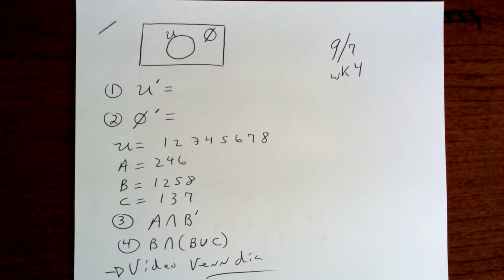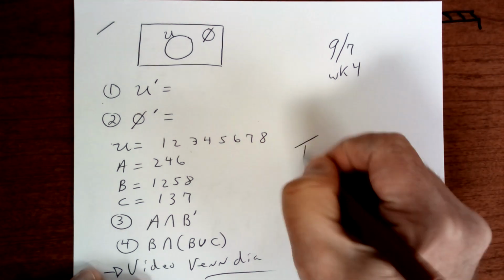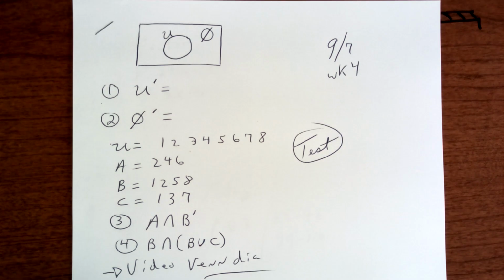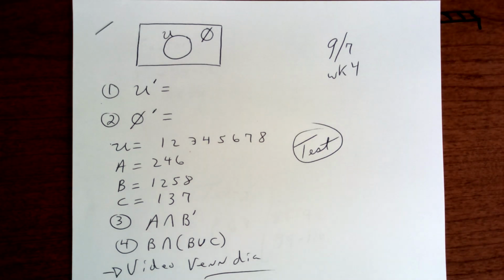Let's take a look. We're in 9/7. Today is Thursday. It's week 4. You do have a test this weekend. Make sure you get on Canvas and take that test. You'll have 2 tries at it.